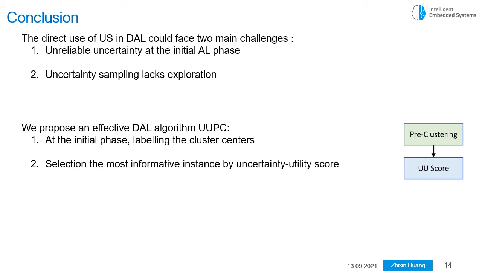Conclusion: the direct use of uncertainty sampling in deep active learning could face the two main challenges I mentioned before. In this article, we propose an effective deep active learning algorithm, UUPC, which enables the model to explore the data space at the initial stage using pre-clustering, and enhances the exploration of the model based on a combination of uncertainty and utility metrics. The preliminary experimental results show that our method outperforms the baseline methods on balanced and imbalanced datasets, even under fewer annotations.